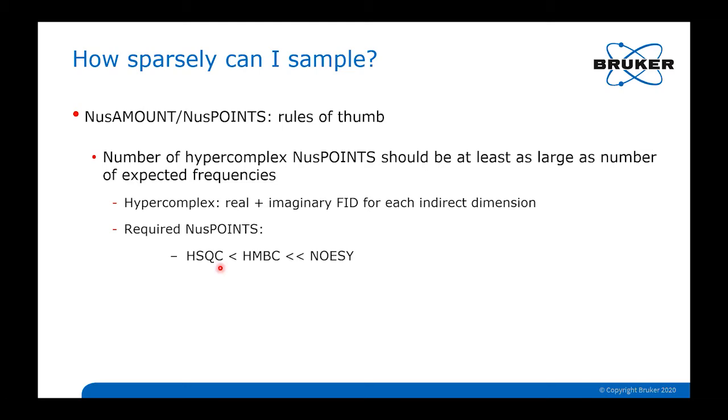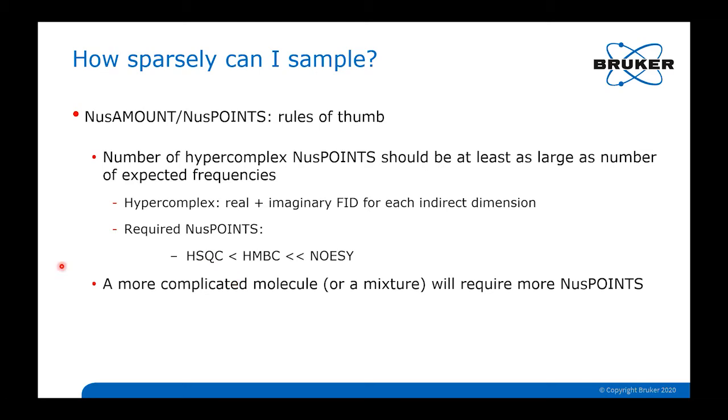We typically have a lot fewer peaks in an HSQC than we do in an HMBC, so we're not going to need to acquire as many data points or as many FIDs for an HSQC. And for a NOESY, both because of the dynamic range issue I mentioned before and because of the large number of correlations possible, we're going to need to acquire a lot more FIDs if you want to try doing a NOESY with NUS.